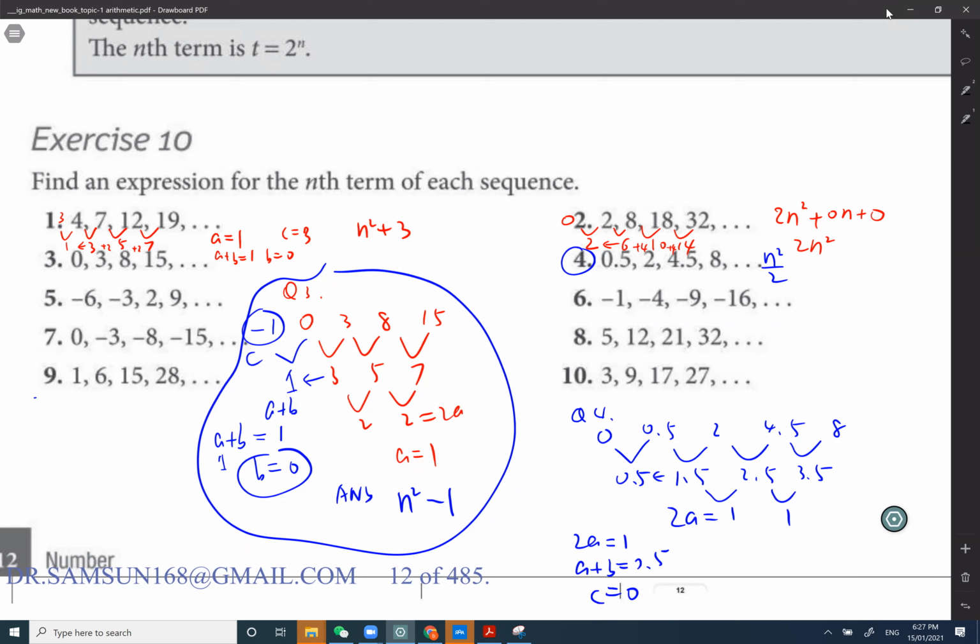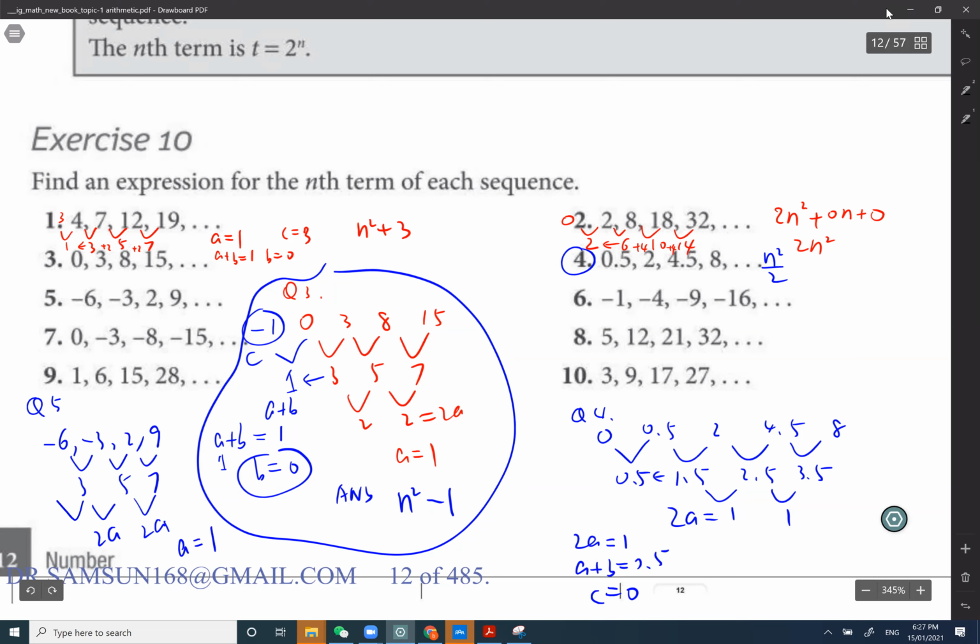Number 5. We just find the difference. 3, 5, 7. This is 2a. a equals 1. The previous one is 1. That's a plus b. b equals 0. Then minus 7. Okay. n squared minus 7.